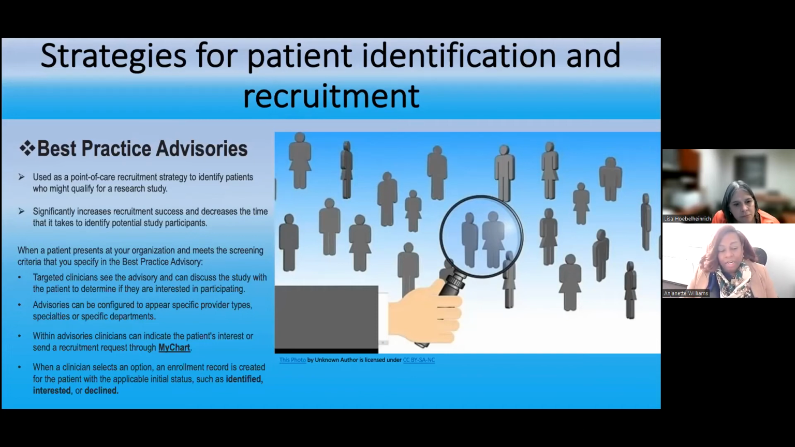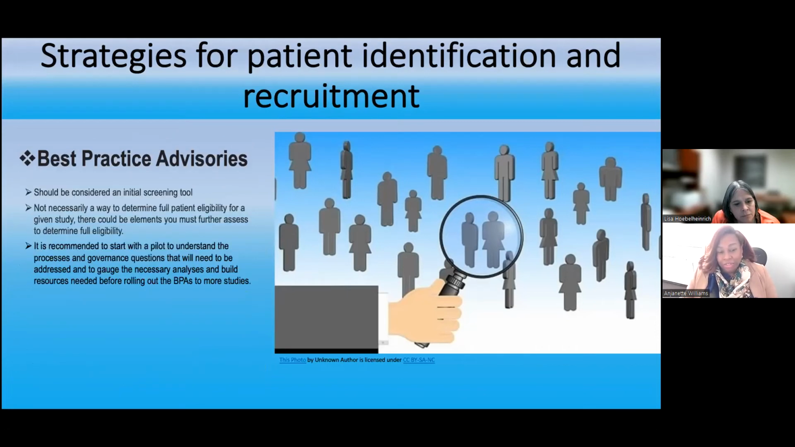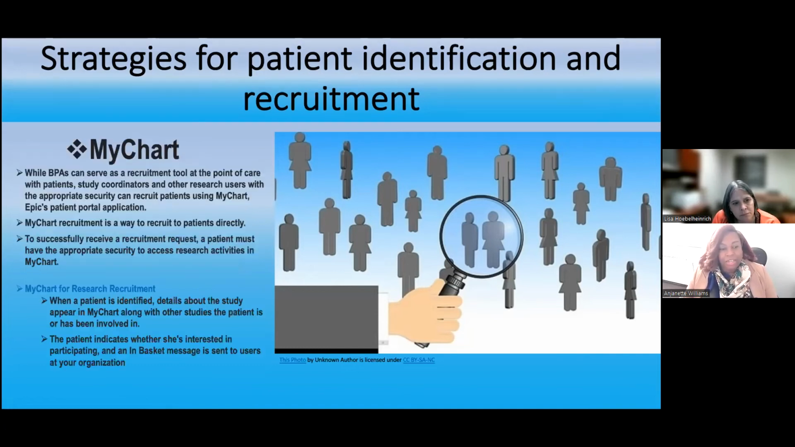A clinician has the option, and an enrollment record is created for the patient with the applicable initial status, such as identified, interested, or declined. That's using a BPA, but a BPA should not be considered an initial screening tool, not necessarily a way to determine full eligibility, but just a way to determine identification.